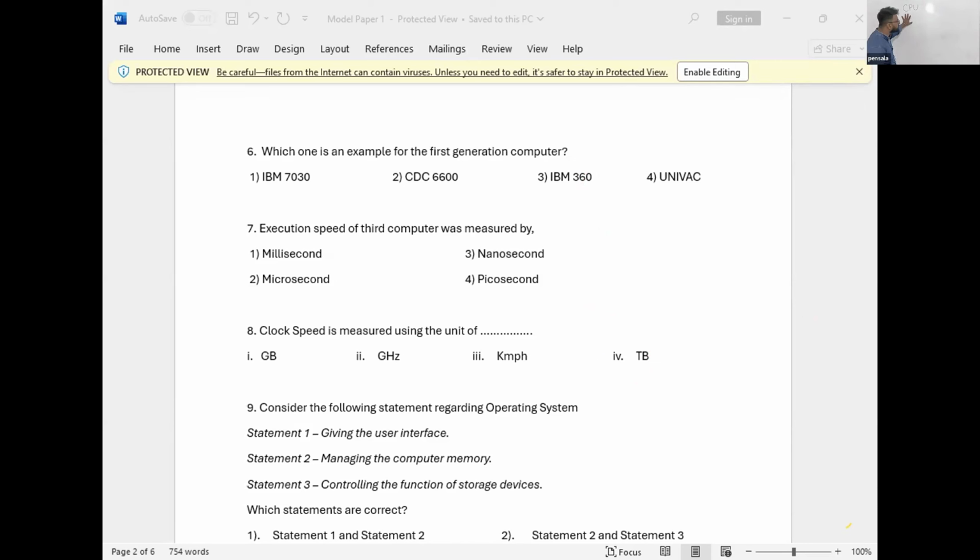For this speed there should be a unit, right? So if we take a speed, right?